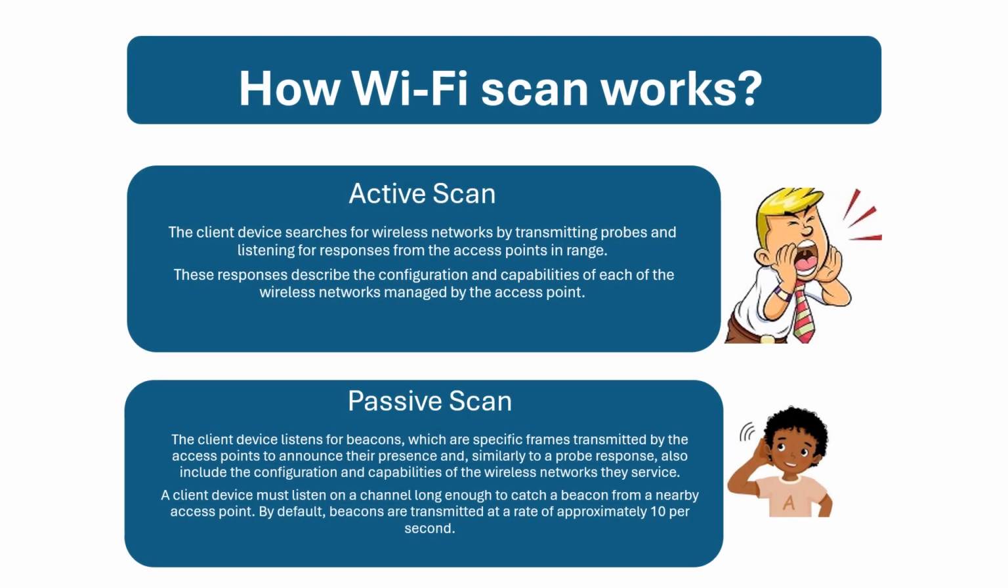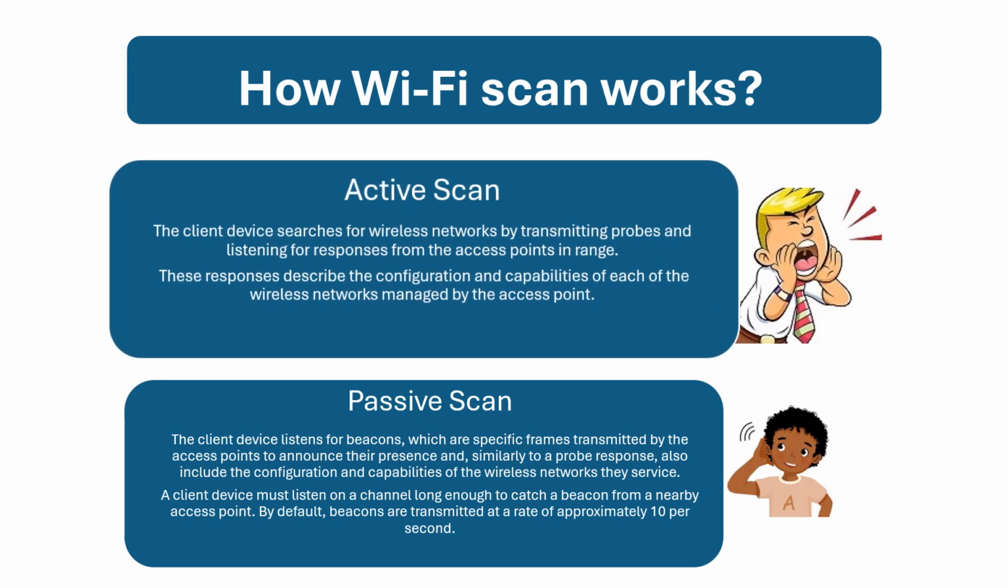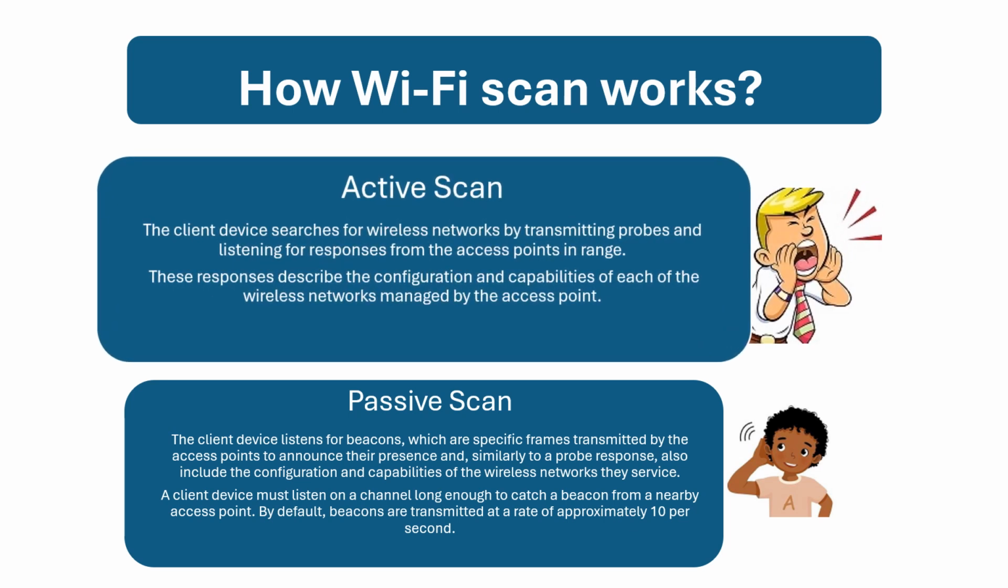Let's understand how Wi-Fi scan works. There are two types of Wi-Fi scan: active scan and passive scan. In active scan, the client device searches for wireless networks by transmitting probes and listening for responses from the access points in range. These responses describe the configuration and capabilities of each of the wireless networks managed by the access point.